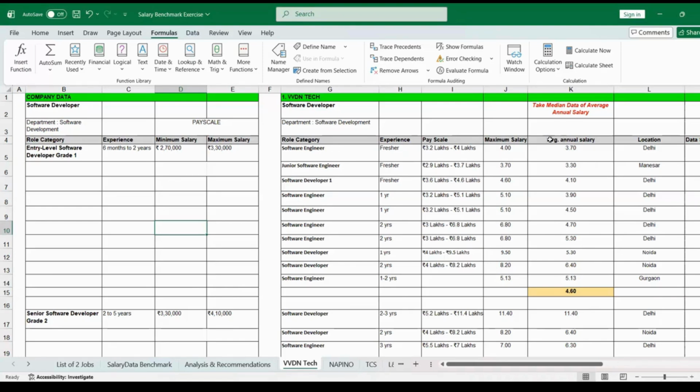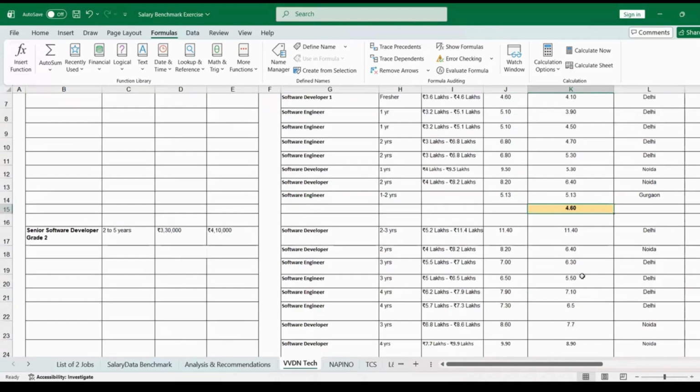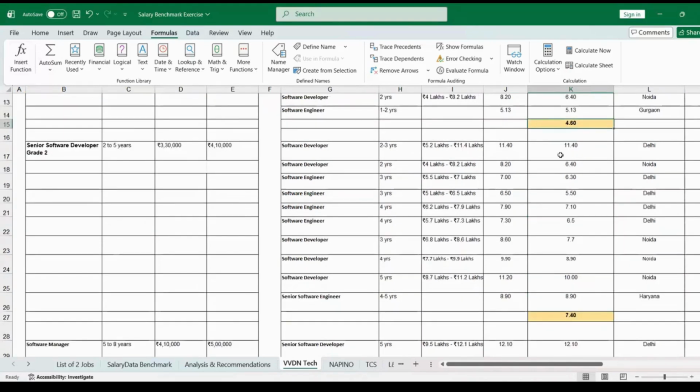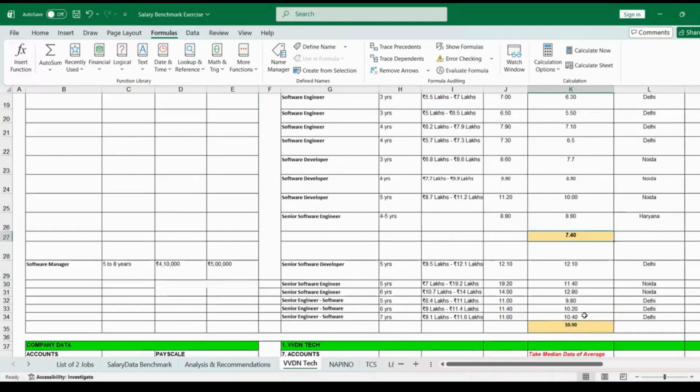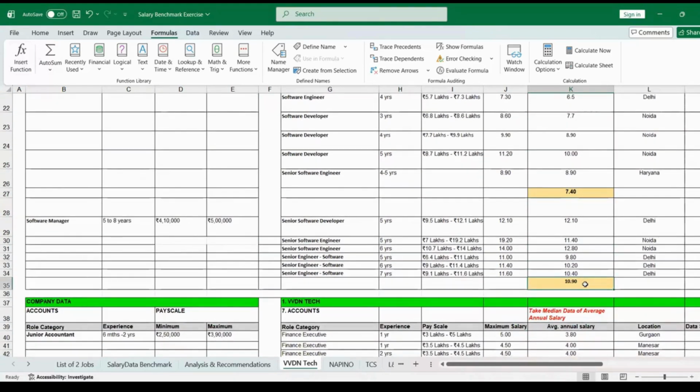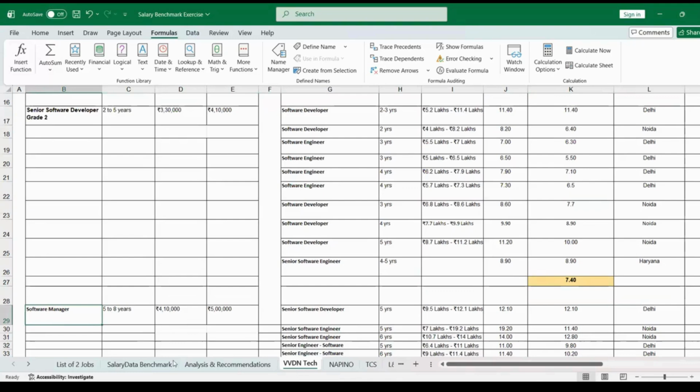Once the data has been collected, you have to take the midpoint data. You cannot take the average data. If you take the average data, the data might go wrong. So you have to take the midpoint, as madam had already explained. For the midpoint data, you can do the calculation on the Excel sheet. So this is the midpoint data which has been collected for all the roles. Here the midpoint is 4.6, here it is 7.4, here it is 10.9. So this is your data point for each of the roles for this company.